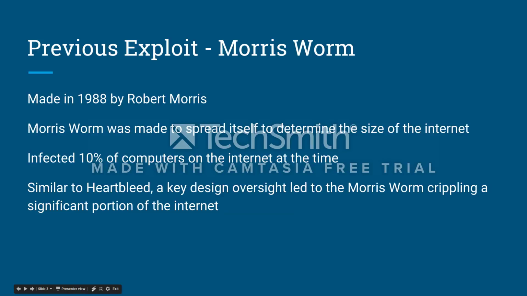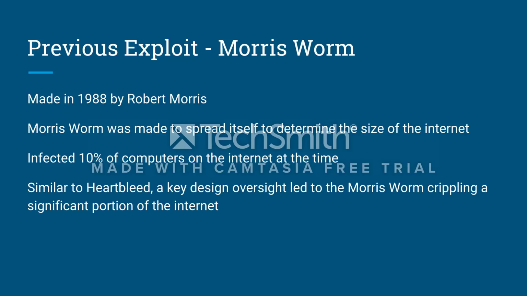But before I talk more about Heartbleed, I want to go over an exploit from more in the past to give you some context in terms of how Heartbleed's impact compares to other issues that have been found in the past. The exploit I'll be focusing on is the Morris worm. It was developed in 1988 by Robert Morris, and its intention was to determine the size of the internet by spreading itself and seeing how many computers it spread to. An oversight in its design led it to have a much bigger impact than initially expected.